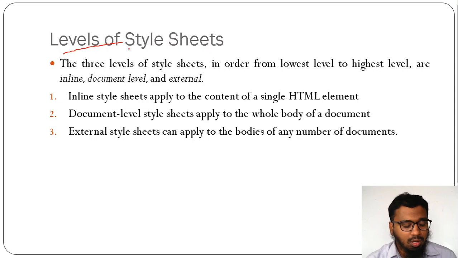The three levels of style sheet, in order from lower level to higher level, are inline, document level and external. That means if you write the code inline, and again you have given some other code in the same document, this will override, and it will display this information.